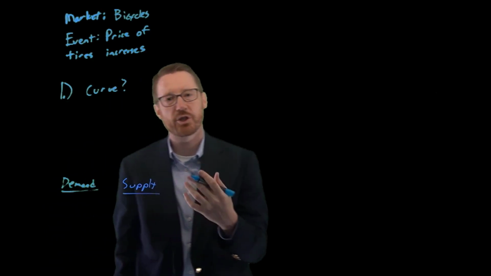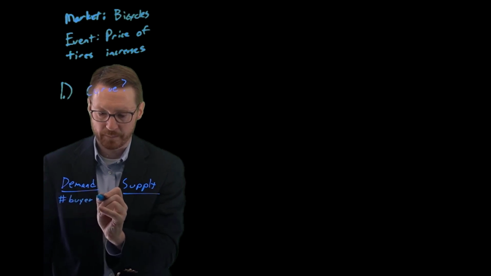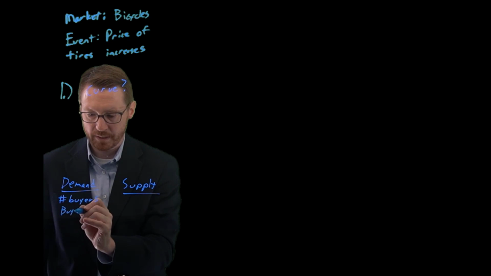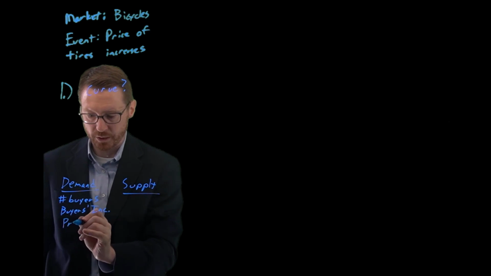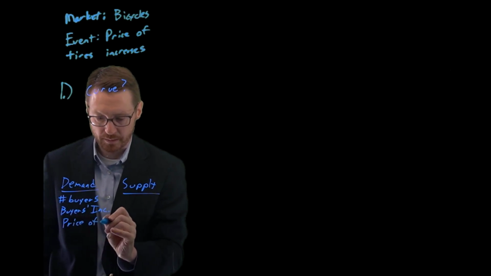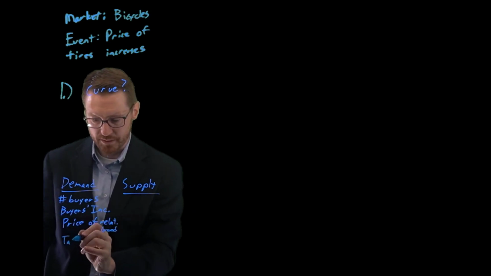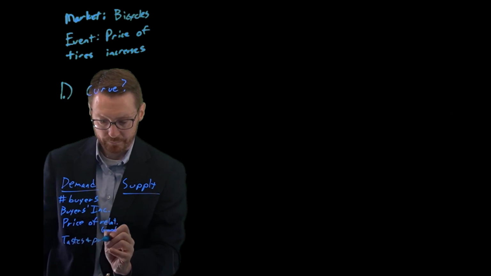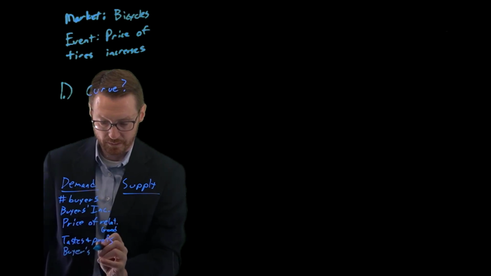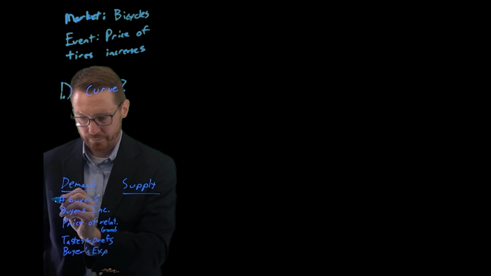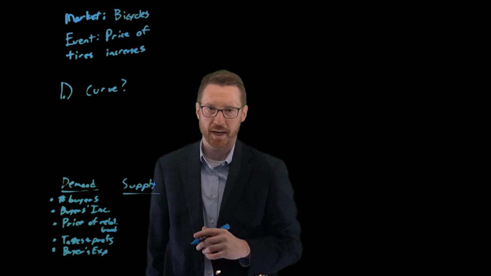So for demand, what shifted around the demand curve? It was the number of buyers, buyers' income, the price of a related good, tastes and preferences, and buyers' expectations. So those were our 5 shifters or buckets of shifters for the demand curve.